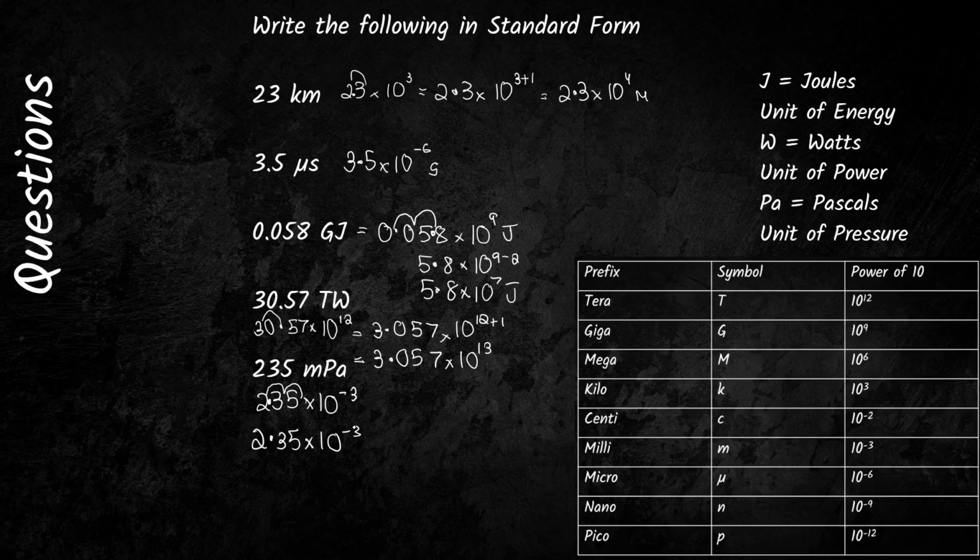But because we moved 2 decimal places to the left, we need to add 2 to the power. And because we added 2, this becomes 2.35 times 10 raised power minus 1. And then you have pascals. I forgot to write the unit over here; this is supposed to be pascals. So this is how you convert quantities which are written with prefixes into standard form.